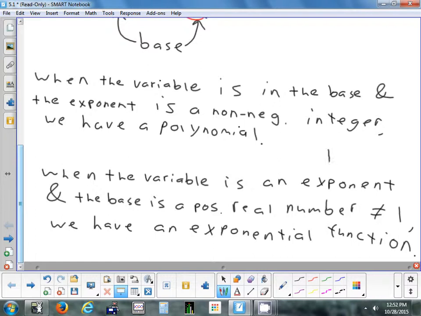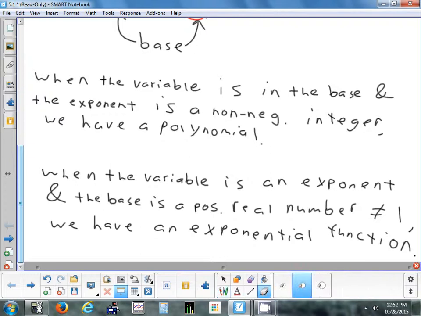How come this wouldn't be considered an exponential function if the base were 1? What would happen if you raise 1 to a power? It would just remain the same forever. It would just be a horizontal line, y equals 1. You've got to have a number other than 1. 2 to a power is going to grow very quickly.